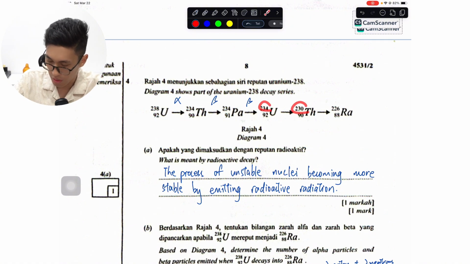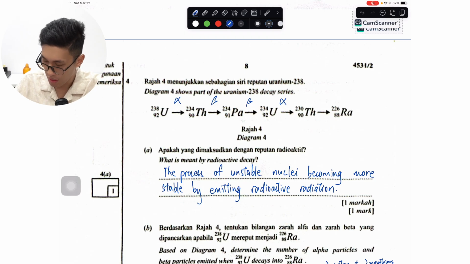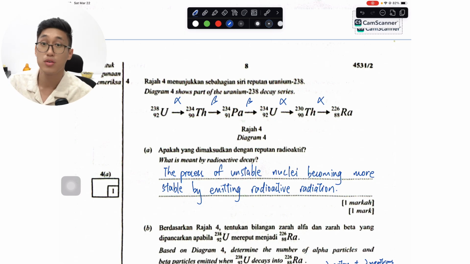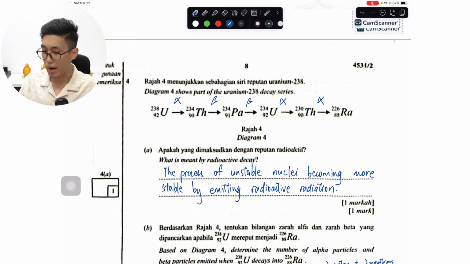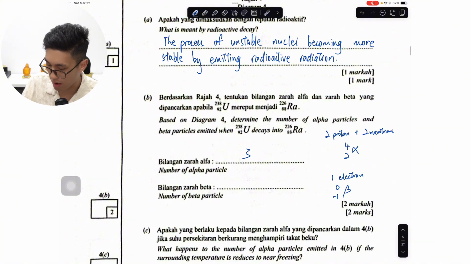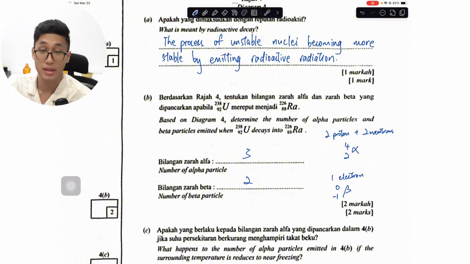234 to 230, this one is alpha. 230 to 226, this one is alpha as well. Okay? Yeah, so that's all. That's how you check whether it's alpha or beta. Okay? It depends on what number gets affected. So from here, we can tell that it is 3 alpha and 2 beta particles. Okay?